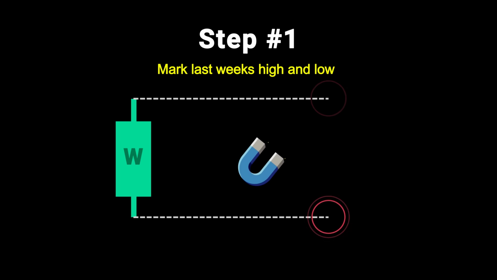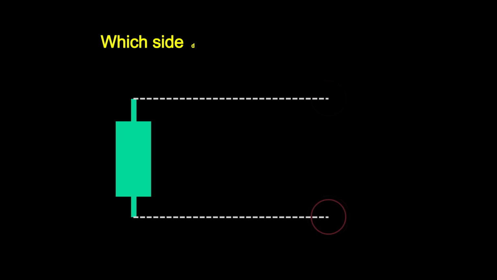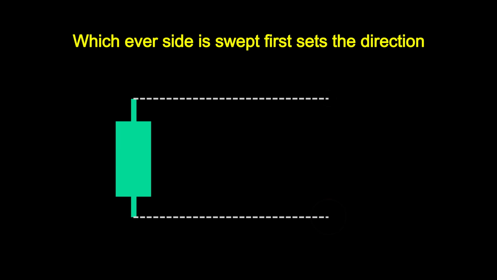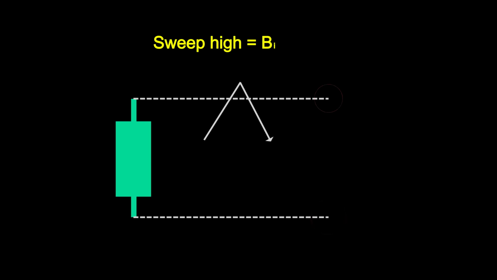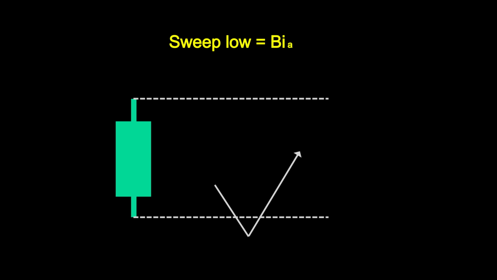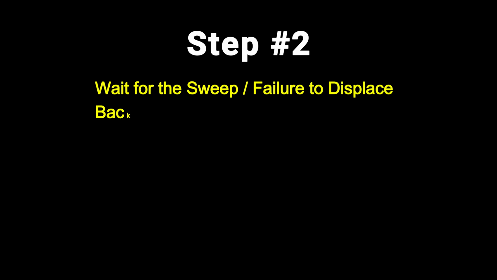Your job is not to predict, your job is simply to see which side the market takes first, because whichever side is swept first sets the direction for the rest of the week. Sweep the high, bias down. Sweep the low, bias up. Simple, objective, and repeatable.